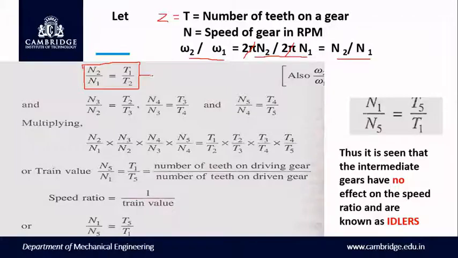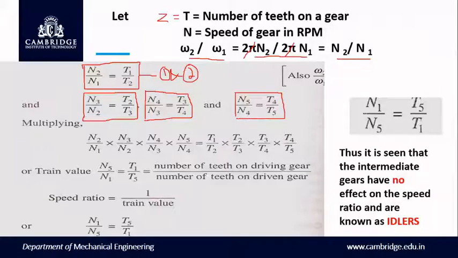This is for considering gears 1 and 2. If we consider gears 2 and 3, we get the relationship N3 by N2 is equal to T2 by T3. Similarly, if we consider gears 3 and 4, we get N4 by N3 is equal to T3 by T4. And finally, if you consider gear number 4 and gear number 5, the ratio of speeds N5 by N4 can be written as the number of teeth on the 4th gear divided by the number of teeth on the 5th gear.